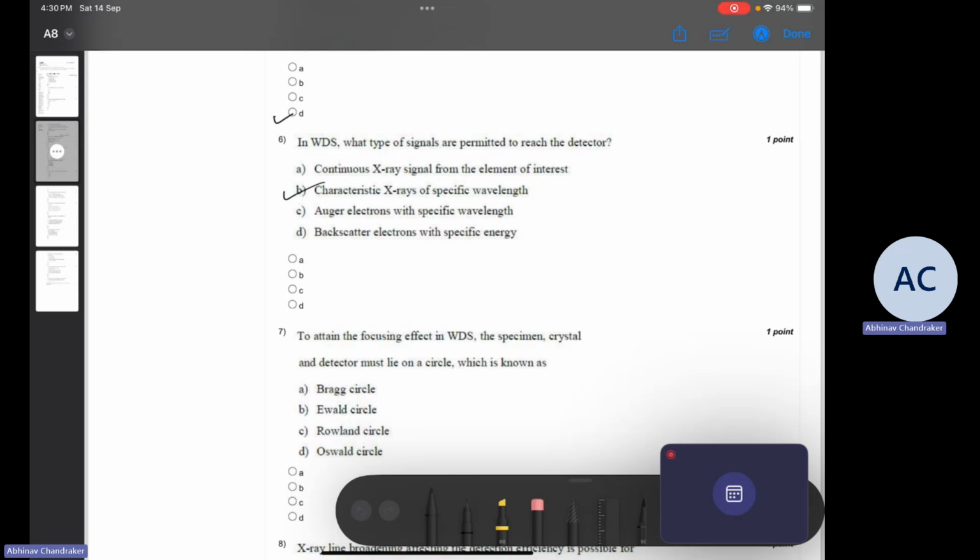Continuous X-rays come due to the outer electron transitions, but these are not very characteristic of the elements. Also they have a much lower energy compared to characteristic X-rays, which are from inner electron shell transitions. So these usually are not able to reach the detector. The crystals are such that they only allow diffraction of characteristic X-rays. So the answer is B.